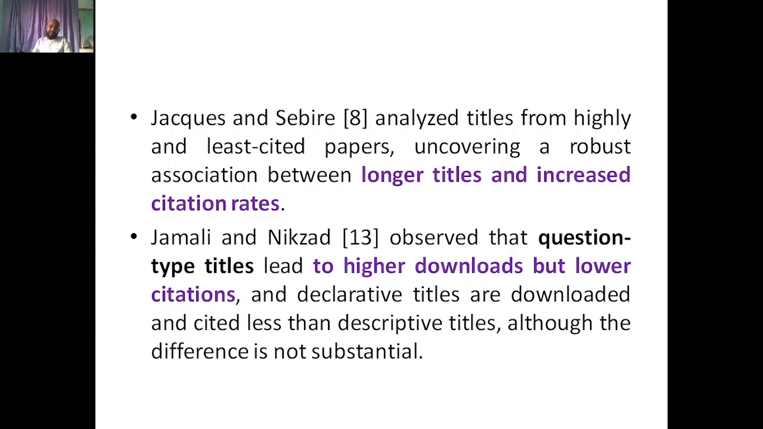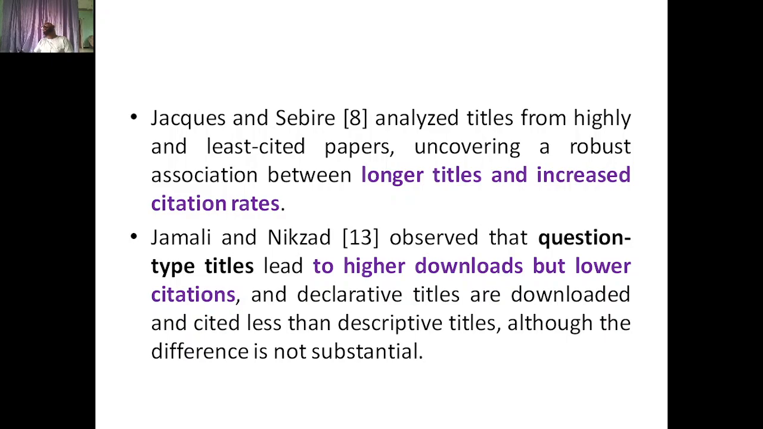Now Jacques and Sevar analyzed the titles from the highly and least cited papers. They uncovered a robust association between longer titles and increased citation rates. The longer the title of the paper, the more citations it led to. Excuse me. So Jamali and Nixat observed that question type titles lead to higher downloads but lower citations.